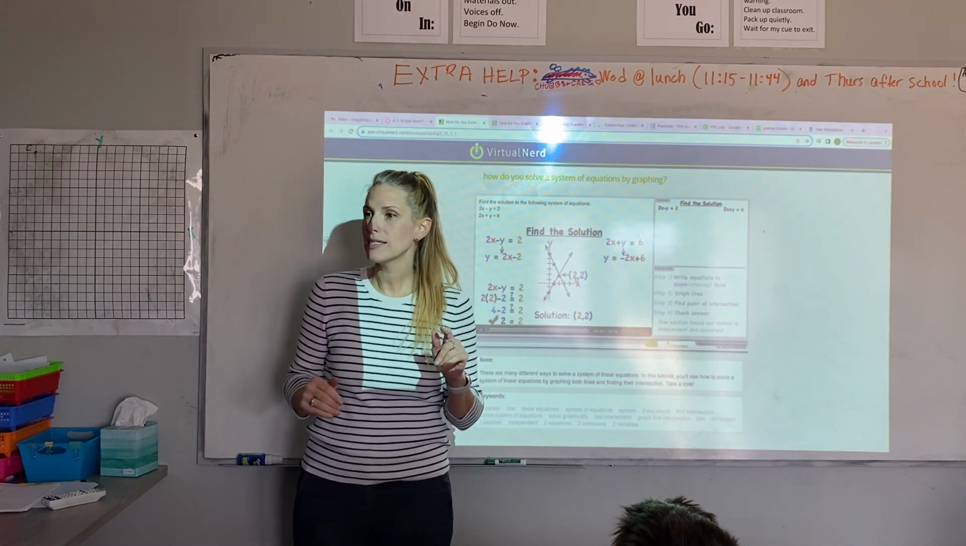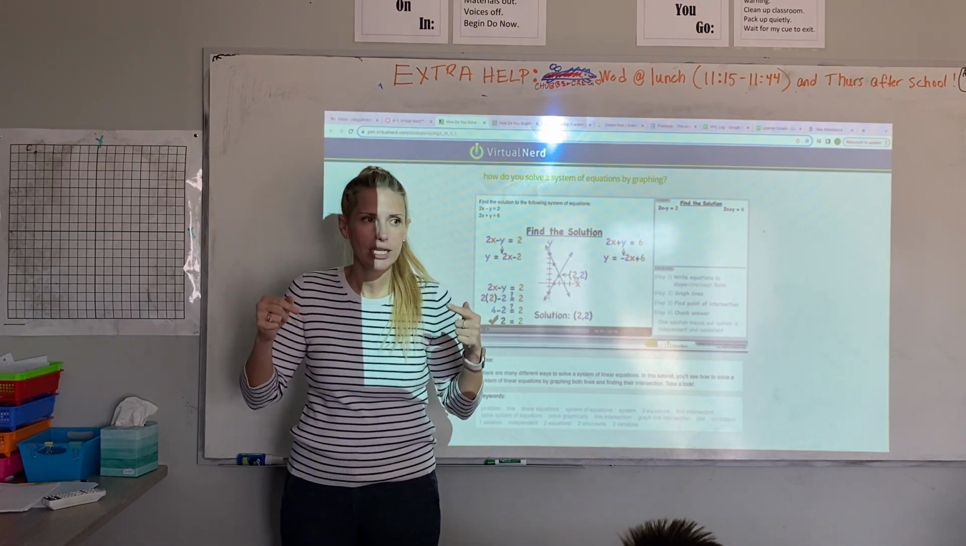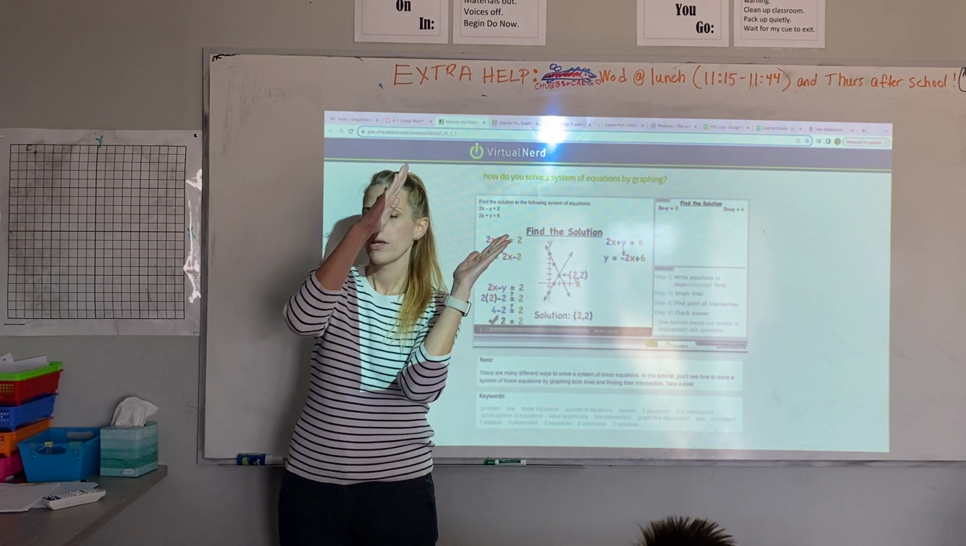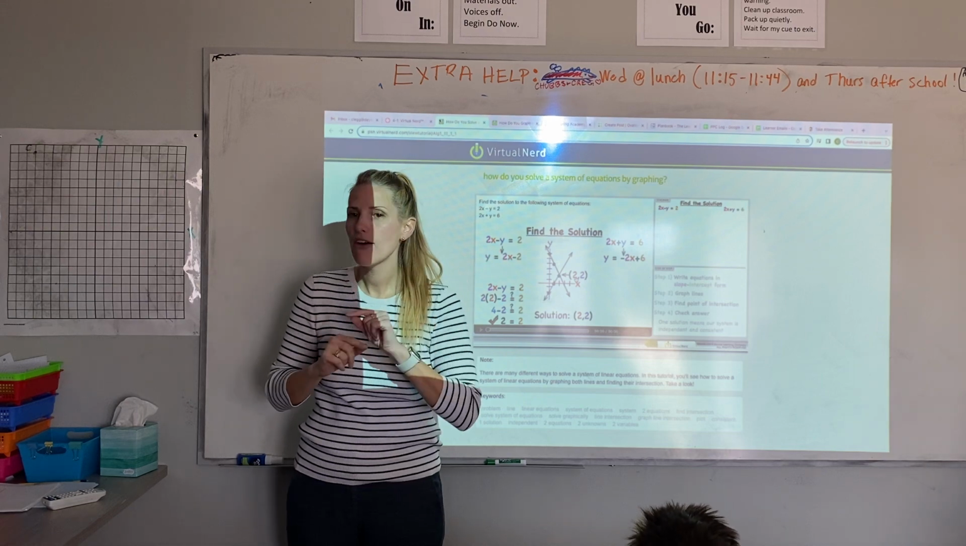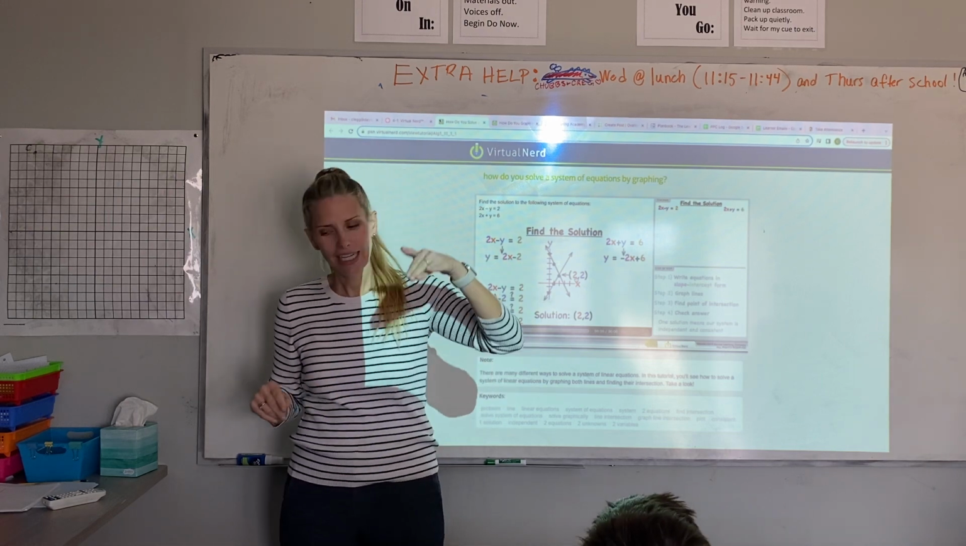Then we also talked about two lines that could be on the same plane that never intersect. We call them parallel lines. How many solutions do they have? None. Zero. No solution.